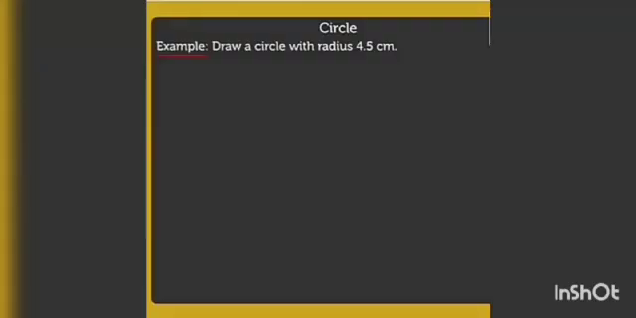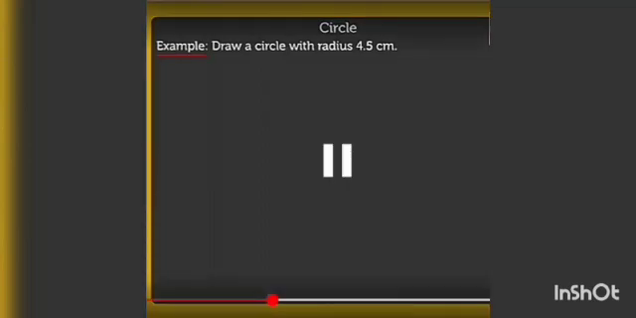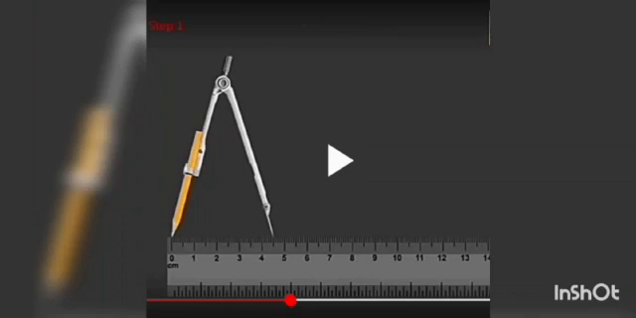Okay, students, now let us draw a circle using a compass with radius 4.5 centimeters. You have seen the compass. A compass is a geometrical instrument which has two arms. One is a needle and the other one is a pencil holder. We use a compass to draw circles. Now let us draw it.